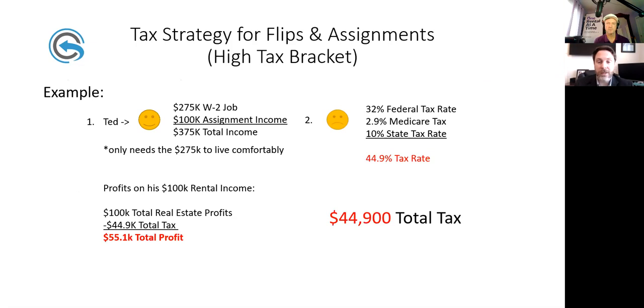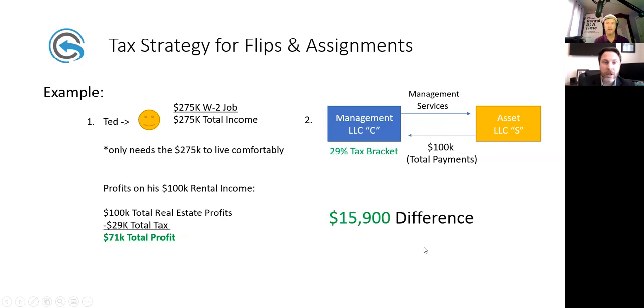Secondarily, because we're in the state of California, he's going to be at a 32% tax bracket. He's going to have that 2.9% Medicaid, Medicare tax, like I was talking about earlier, and he's also going to be at a state tax of about 10%. And so he only needs about $270,000 to survive comfortably, which means we can move over all $100,000. Our tax rate's 44.9%, which means our total tax on that flipping income is going to be that $44,900. Got it. Okay, I like it.